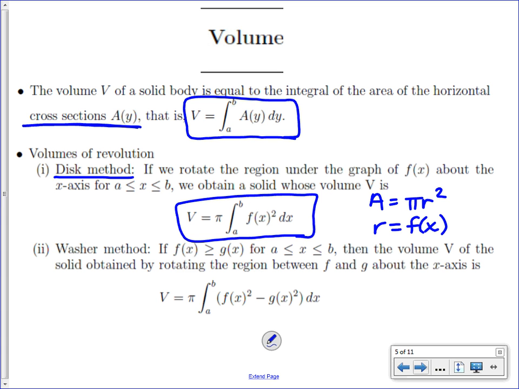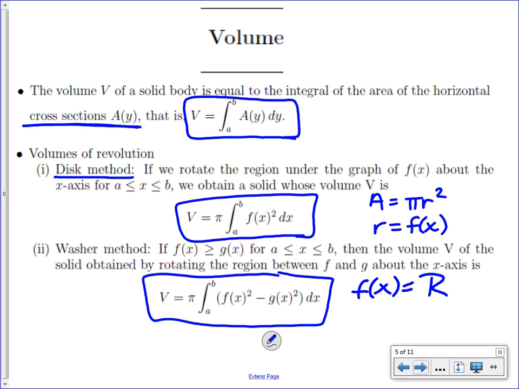The third method is the washer method. This is when you're going to have a gap between the region that you're rotating around the axis and the axis of revolution. So you're going to have a big R squared and a little r squared. Your definite integral is pi times the integral from a to b of f of x squared minus g of x squared, where f of x is your big R and g of x is your little r.